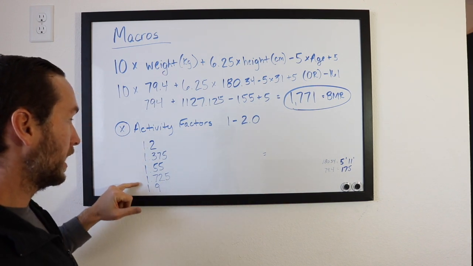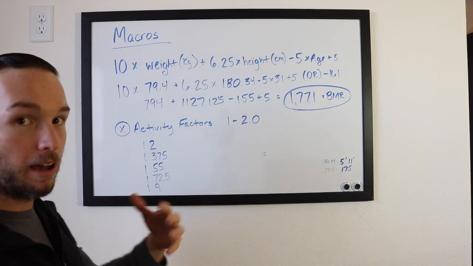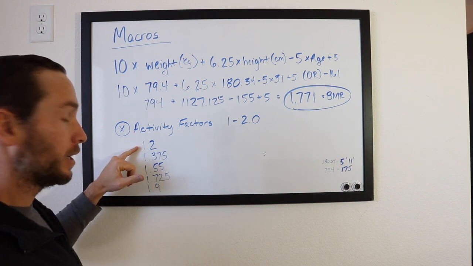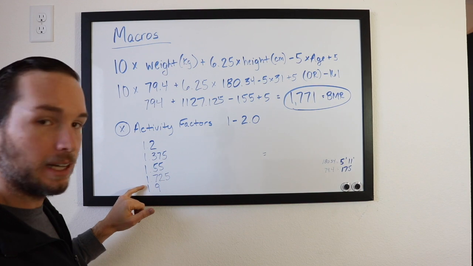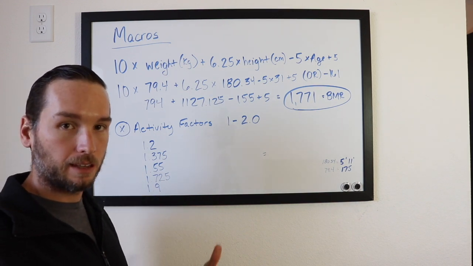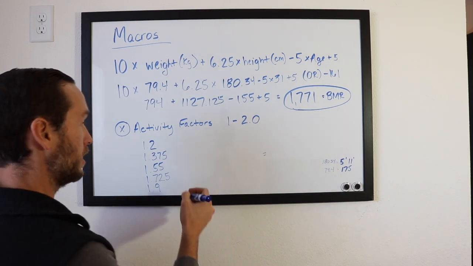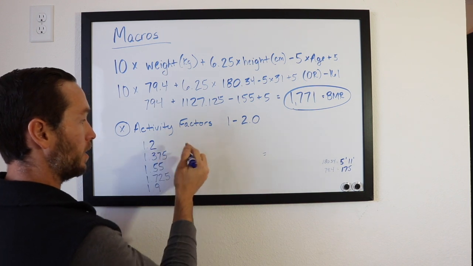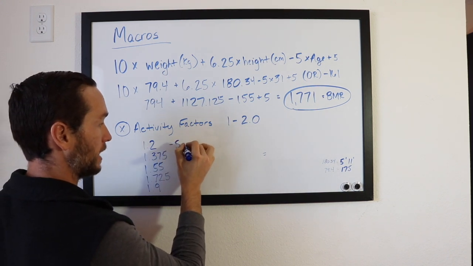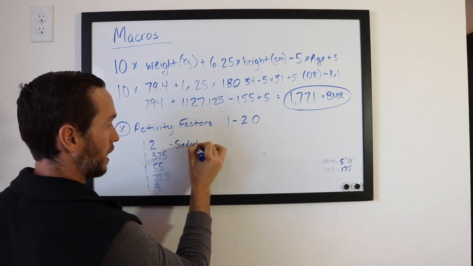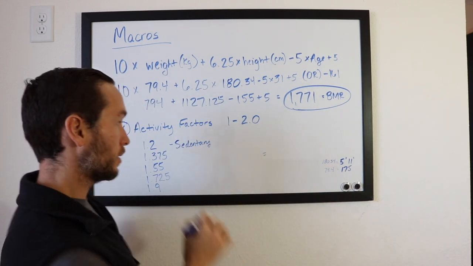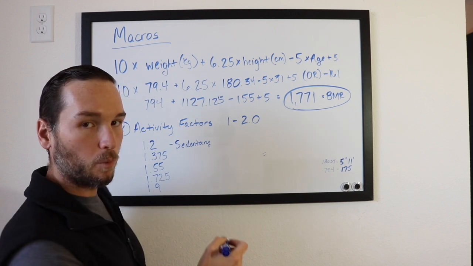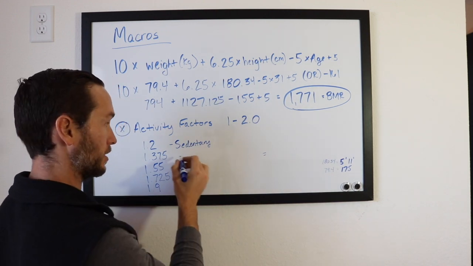So when I'm looking for how active I am through the day, 1.2 will be more sedentary, all the way up to 1.9 or 2.0 where we're competitive athletes and whatnot. I'll explain that here in a second. So if I'm going to have a 1.2 activity factor and say I'm sedentary, I'm going to multiply my BMR by 1.2, okay?